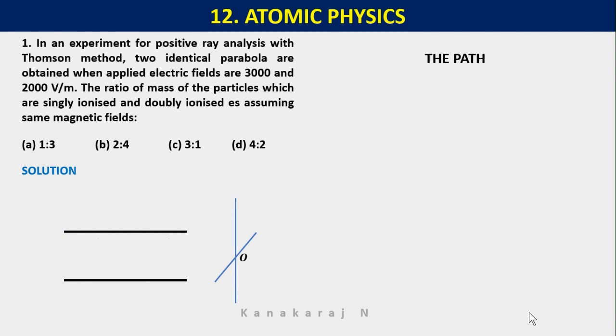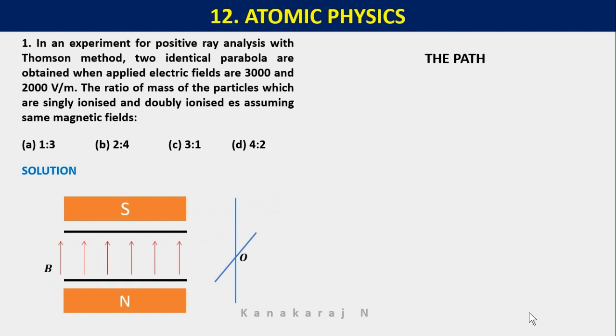Right. Now let us remove this electric field and apply a magnetic field. This magnetic field must be in the direction of electric field. Then only we will get a parabola. Otherwise, we don't get a parabola. So the magnetic field we call it as B, and it goes from down to up. Now this positive ray enters and gets deflected, perpendicular to the magnetic field, and reaches the y-axis at a point y.